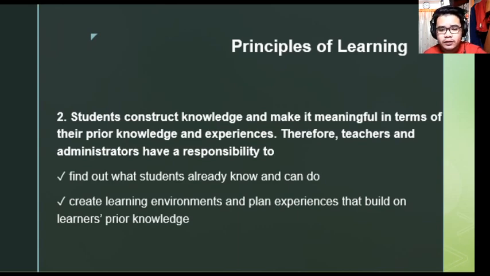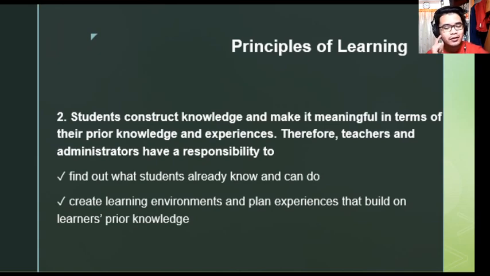Constructivism believes in the idea that the learners are actively engaged in construction of knowledge. So they have the ability to construct their own meaning. Okay, to construct their own meaning. And of course, they have prior knowledge. Ang tawag natin dyan is schema, no? Schema, according to the cognitive development theory by John Piaget.